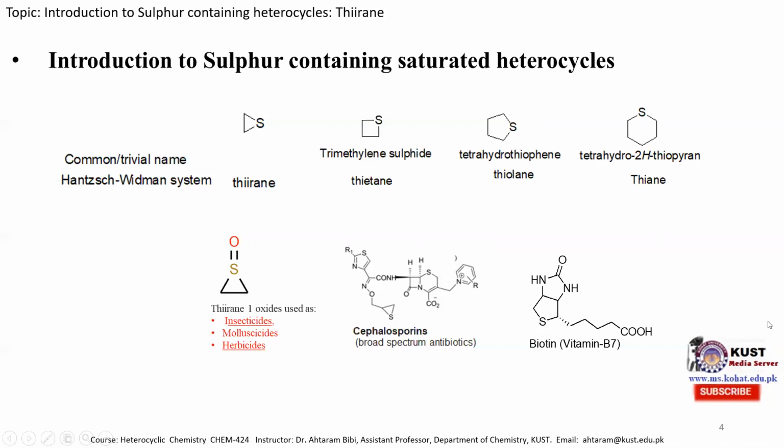The fourth one is the thiane molecule, the 6-membered heterocycle. The common name is tetrahydro-2H-thiopyran, and the IUPAC name is thiane, and it's also biologically important. But among these 4 molecules, thiirane and thiolane are the most important biologically active molecules. So today's lecture is about the thiirane molecule, the first 3-membered sulfur-containing saturated heterocycle.